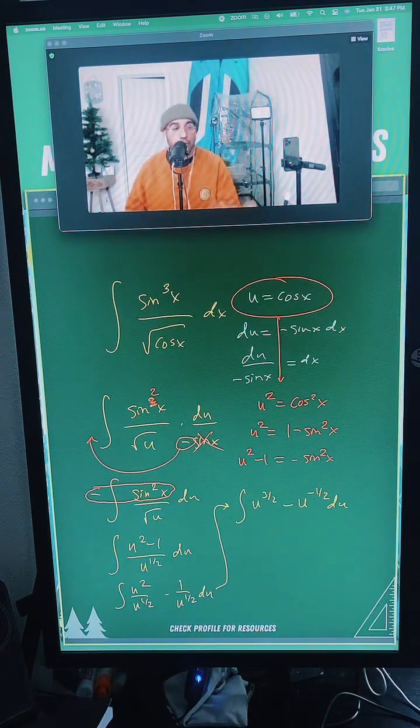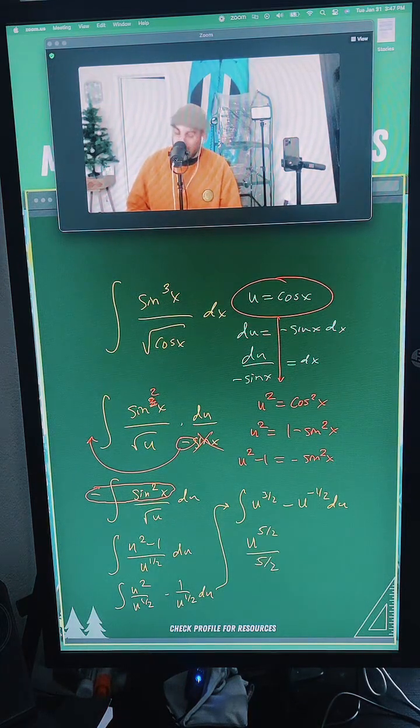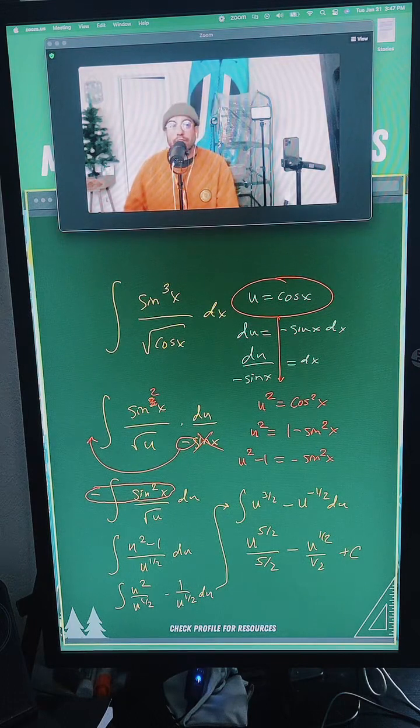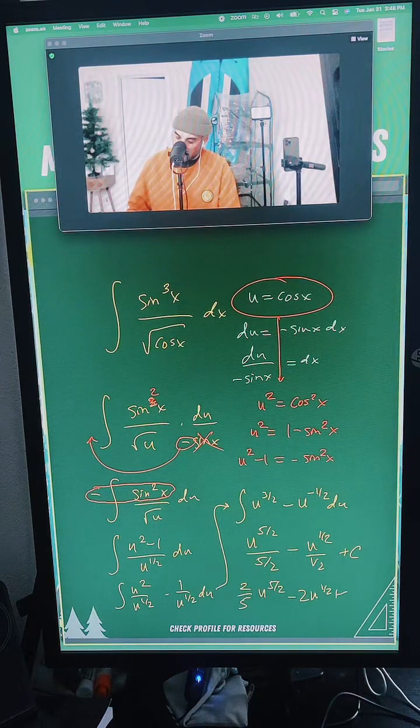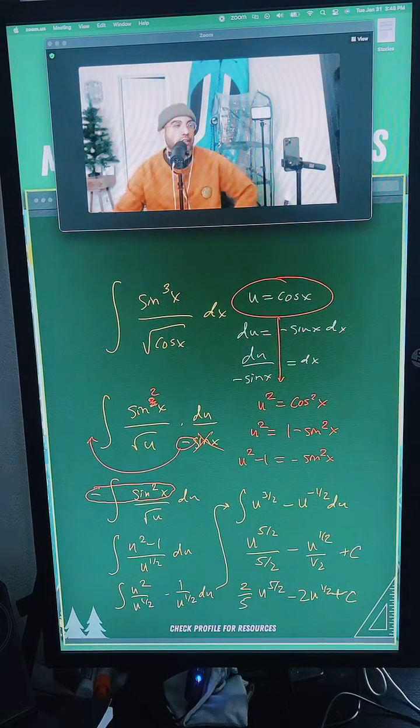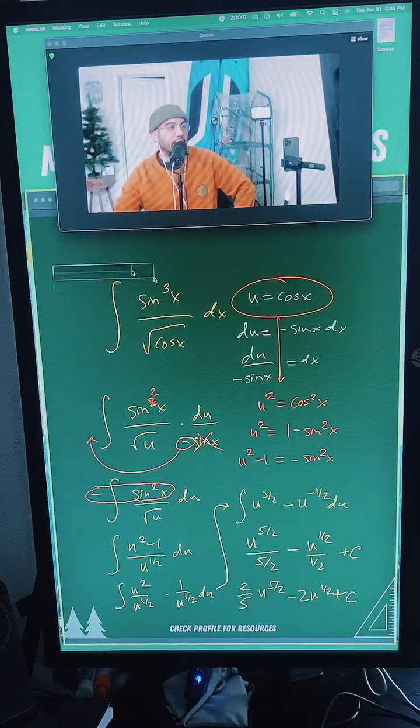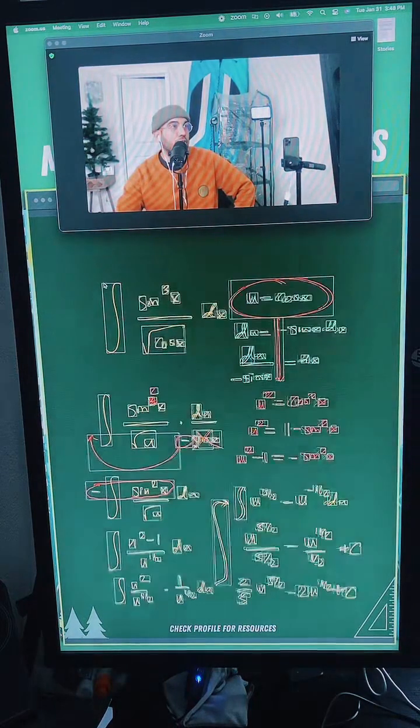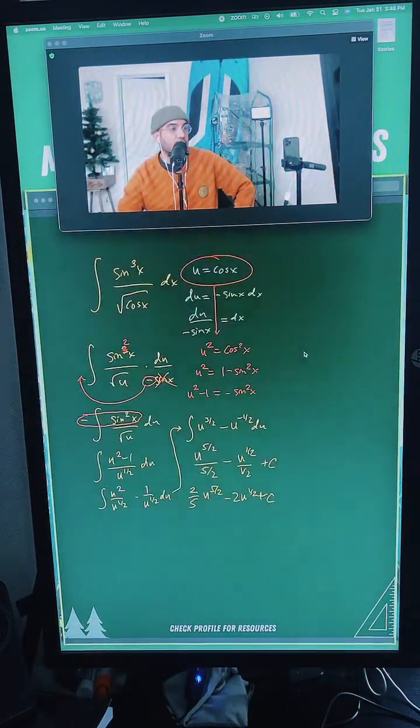Okay, so now let's go ahead and use the power rule, and we're going to have u to the 5 halves divided by 5 halves. Don't forget your fractions here. Minus u to the 1 half over 1 half plus c. And then so now we have 2/5 u to the 5 halves minus 2 u to the 1 half plus c. Whoops, plus c. Such a terrible plus c. Oh, I feel like I had space for the entire thing. But now we're just going to have to shrink this just a tiny bit.